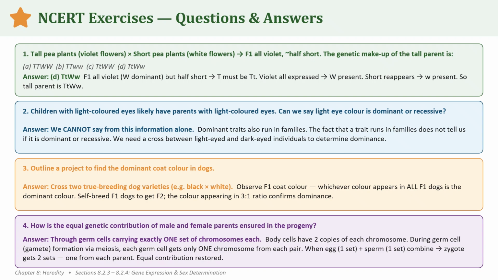So how is the equal genetic contribution of male and female parents ensured in the progeny? Through germ cells carrying exactly one set of chromosomes each. So what happens here? The egg has one set and the sperm has one set, they combine and form the zygote. So it gets two sets, one from each parent, that is from the father and from the mother, so equal contribution is restored here.